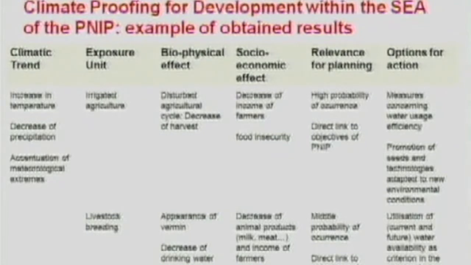One exposure unit, for example, is irrigated agriculture. And one biophysical effect which the climatic trend may have on this exposure unit may be to change the agricultural cycle. This can bring a decrease of harvest. And the decrease of harvest has as a socio-economic effect, for example, the decrease of incomes of farmers, and of course it can bring food insecurity.